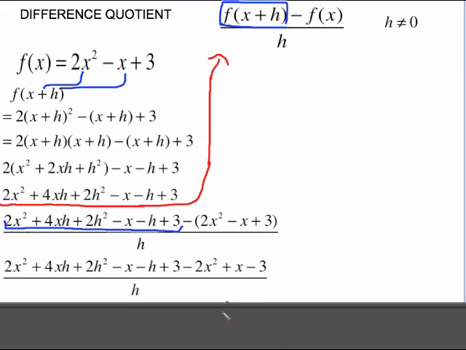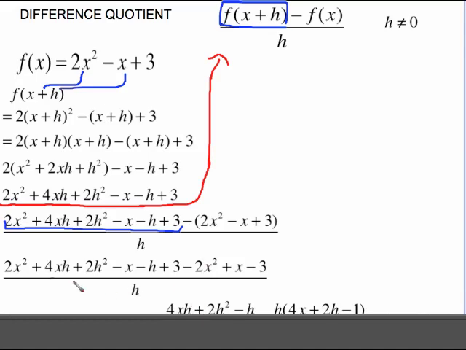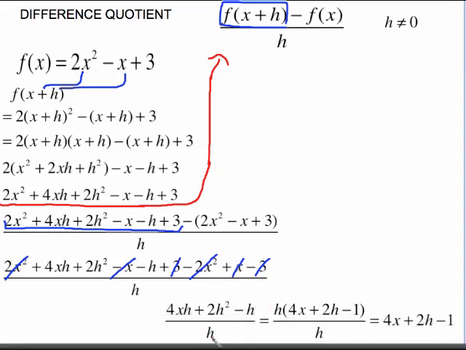Now at this point there's always going to be some simplifying you can do. We have a 2x squared and a negative 2x squared that cancel out. We have a negative x and an x that cancel out. A 3 and a negative 3 cancel out. So that will give me this line right here. All that's left up here is a 4xh, a 2h squared, and a negative h. This is all over h.